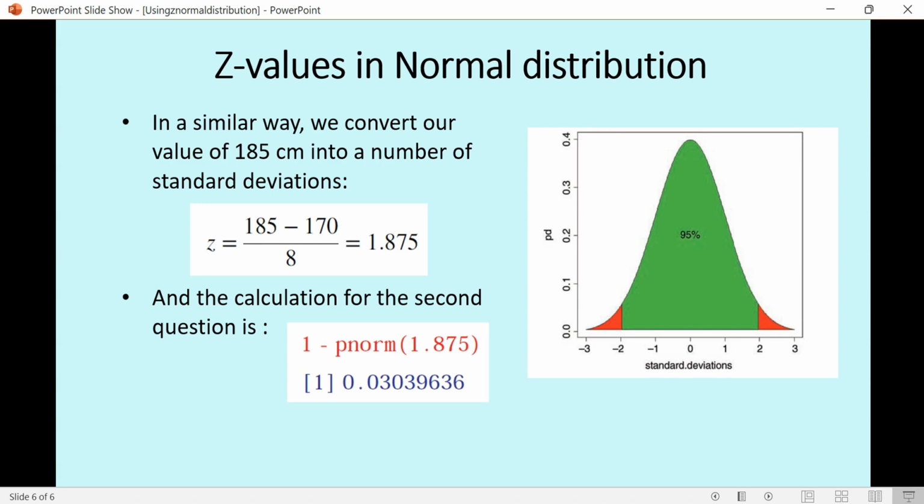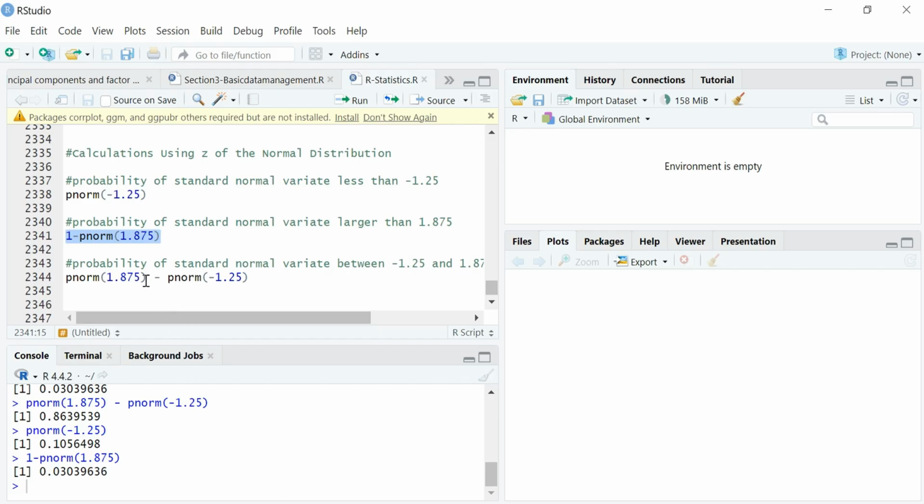So the third question will be very clear. The height between 160 and 185 is just the difference between these two z values' pnorm function results. So we use pnorm of 1.875 minus pnorm of minus 1.25. So it is about 0.86 or 86%.